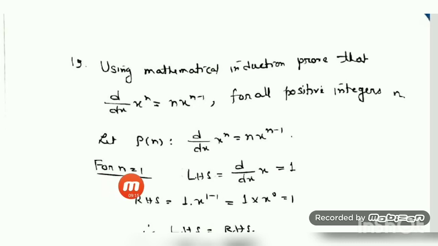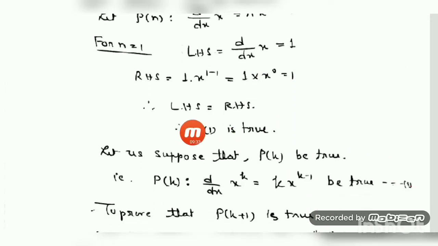For n is equal to 1, what is the left hand side? d/dx of x. So left hand side is d/dx of x, and we know d/dx of x is equal to 1. Then for the right hand side, n is equal to 1, 1 into x to the power 1 minus 1. So 1 into x to the power 0 is equal to 1. So we have seen that the right hand side and left hand side are equal, therefore P1 is true.